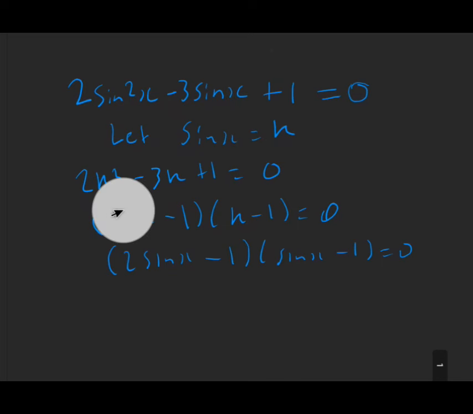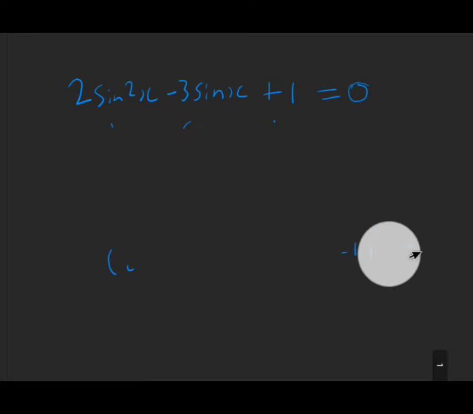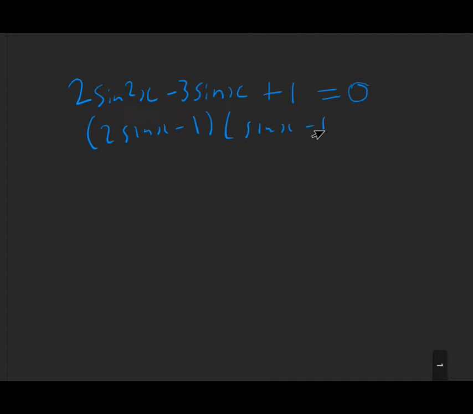Now, let me just erase this and write it over here. This is going to be 2 sine x minus 1, then sine x minus 1, equals 0. Then 2 sine x is equal to 1, not negative 1, but 1. Or sine x equals 1. When I divide both sides by 2, my final answer for this portion is sine x equals 1 over 2.